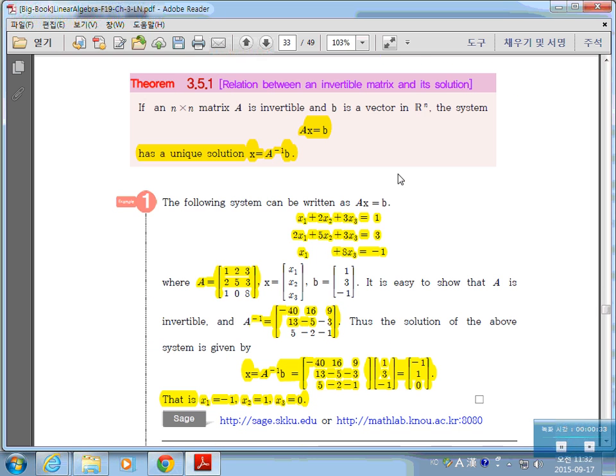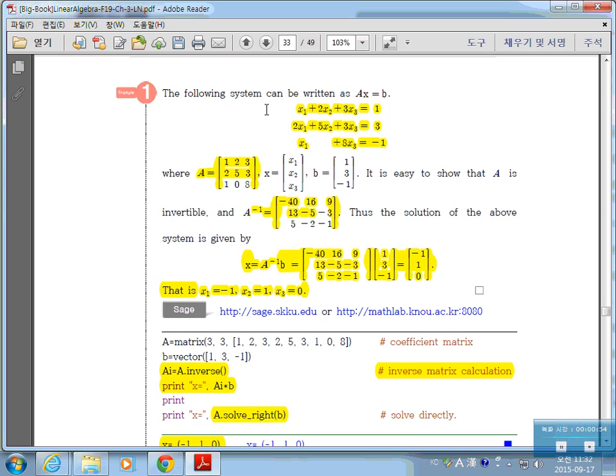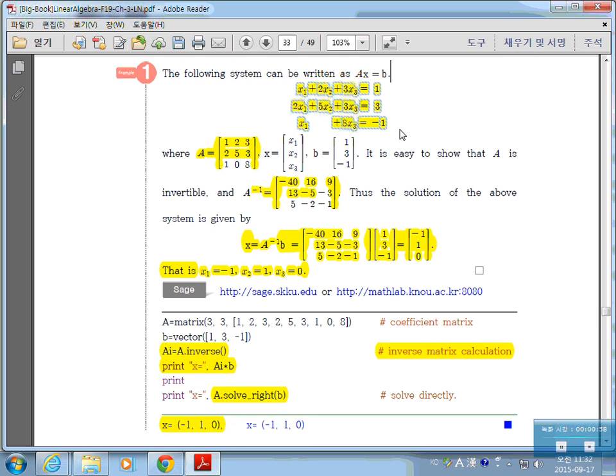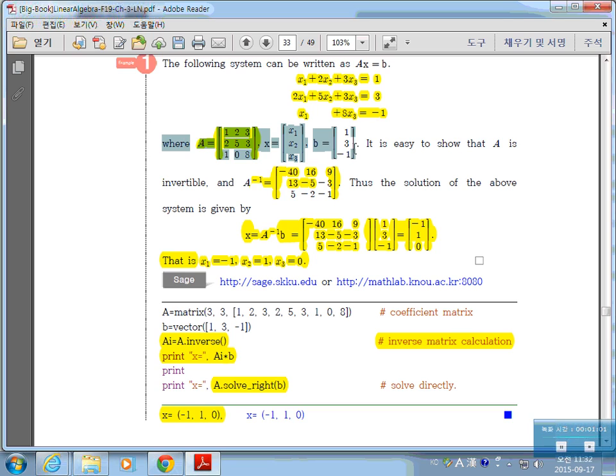Okay? Here, if A is an invertible matrix of size n, then AX equals B has a unique solution, which is this. Is it right? Since we have A inverse, just multiply A inverse on both sides, then we have X equal to A inverse B. Clear? Okay? The following system can be written as AX equals B, like this. Okay? So which can be written in a matrix form, like this.